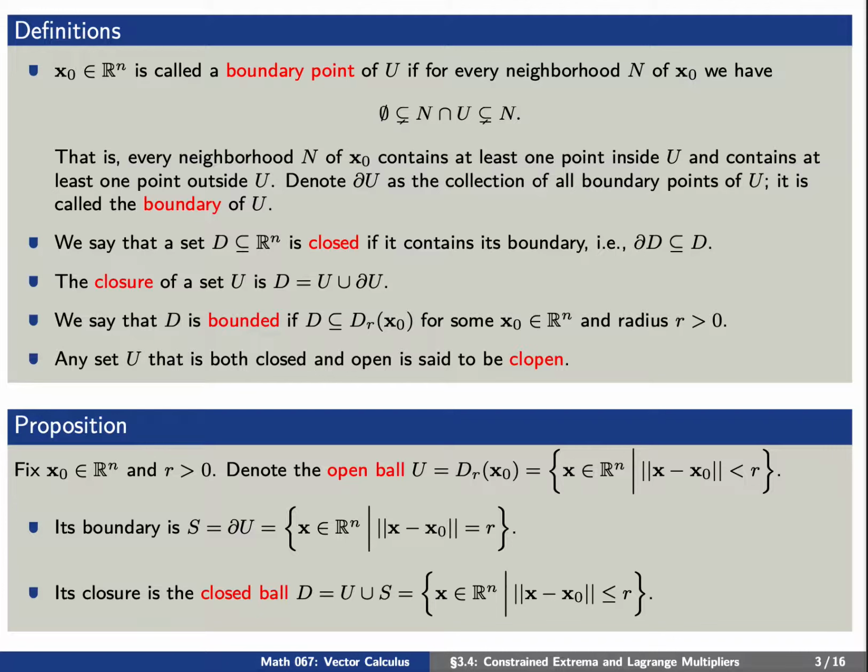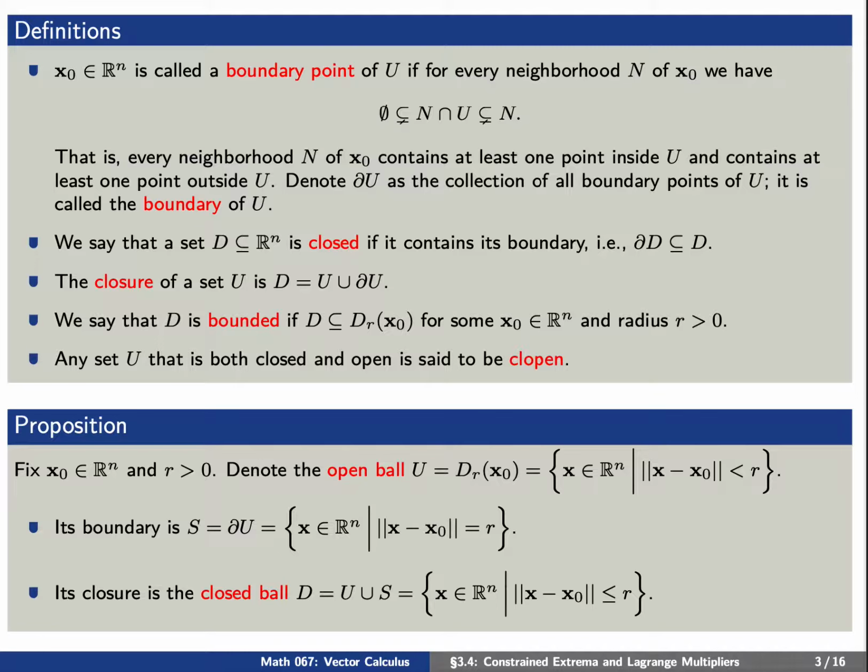Let's say that x0 is a point in R^n. We'll call it a boundary point of a subset U if we can find a neighborhood of x0 so that part of it is inside of U and part of it is outside of U. Such a collection of points we'll denote by ∂U, and we'll call the set the boundary of U. We'll say that a set D of R^n is closed if it contains its boundary. That is, ∂D is contained in D. The closure of a set U, we'll call it D, is U along with its boundary, ∂U.